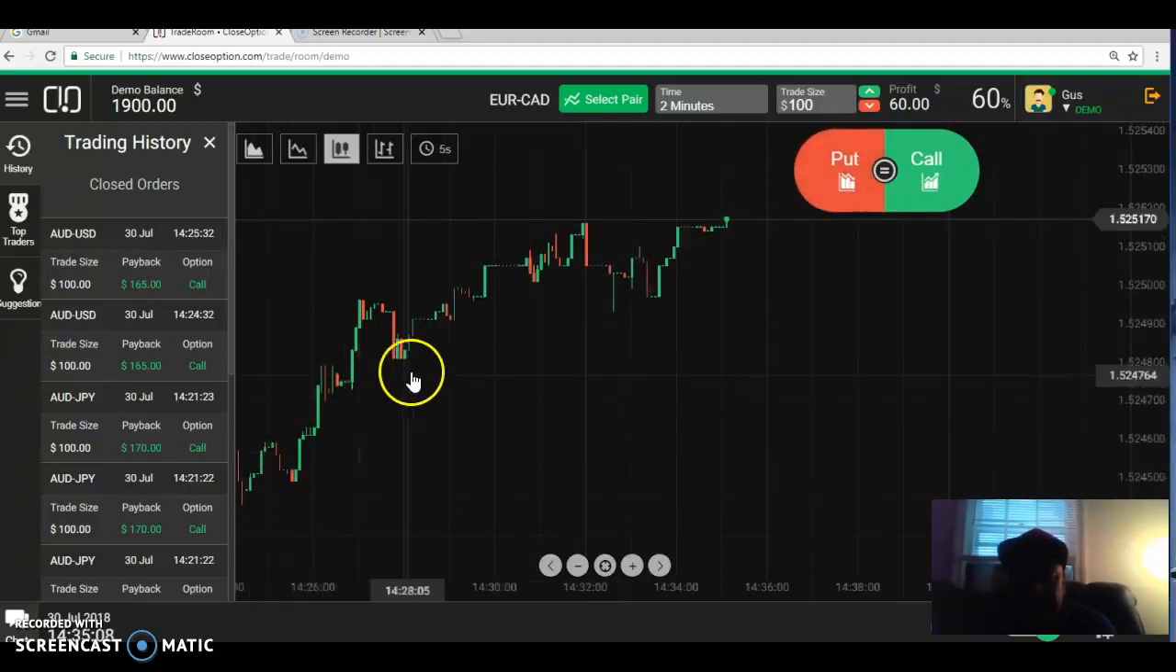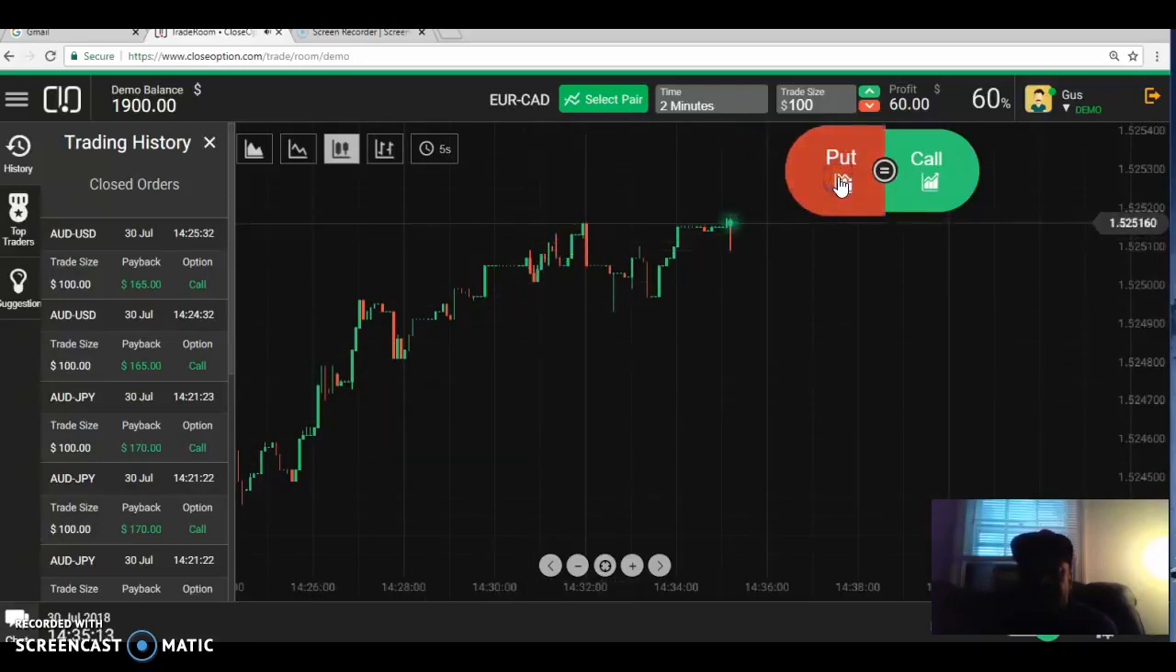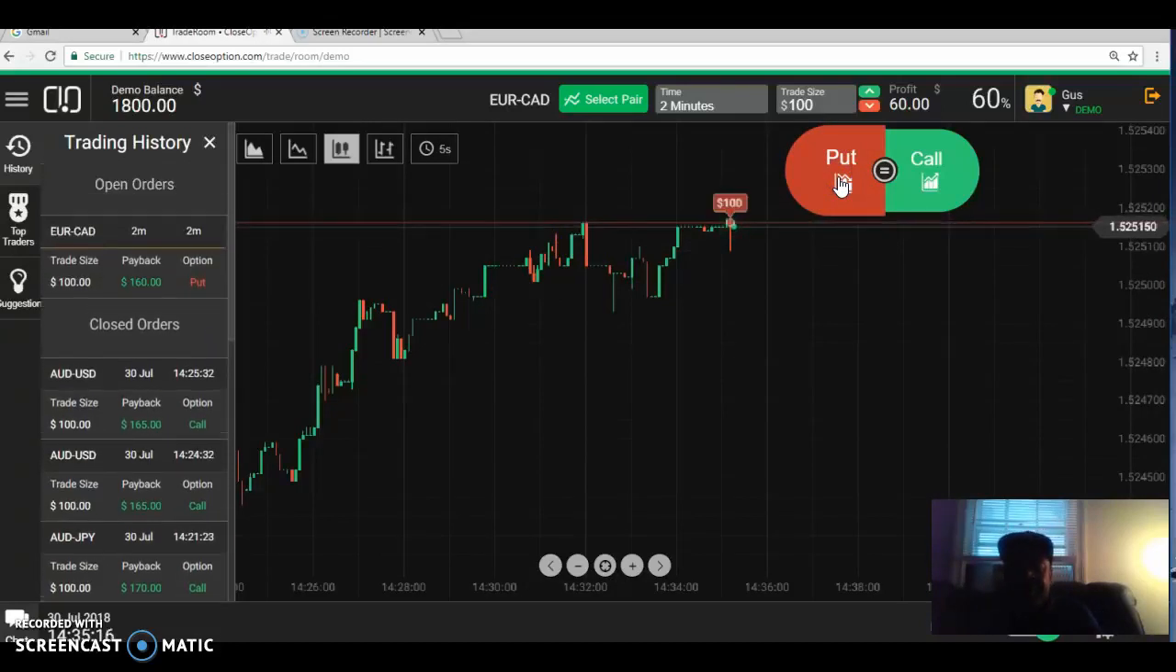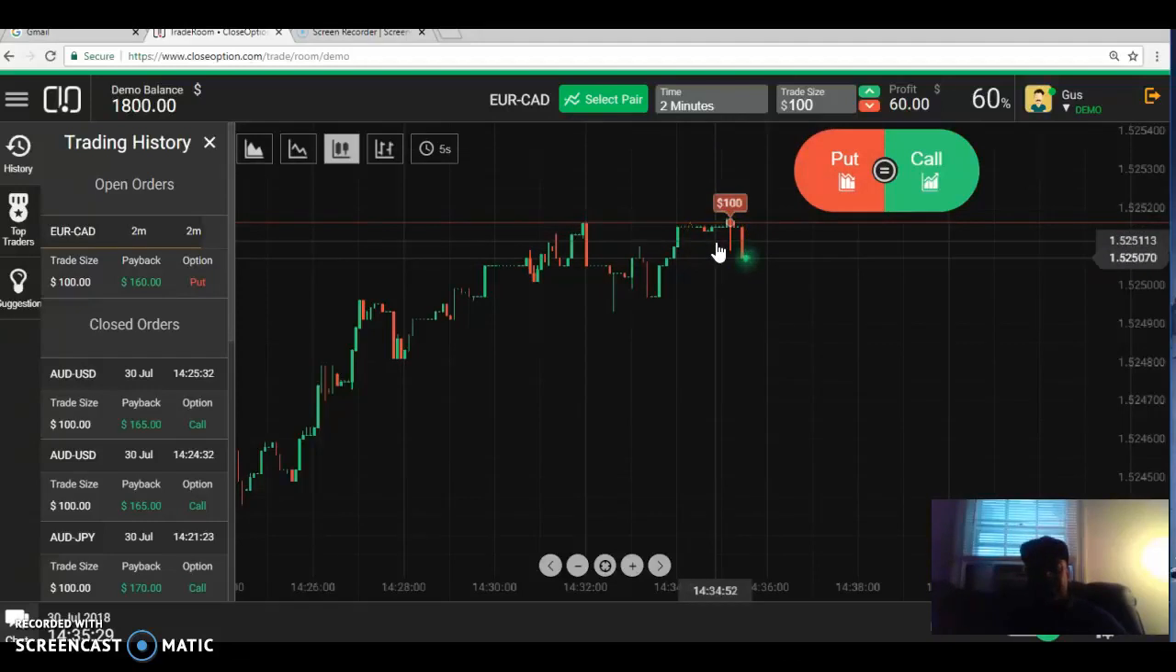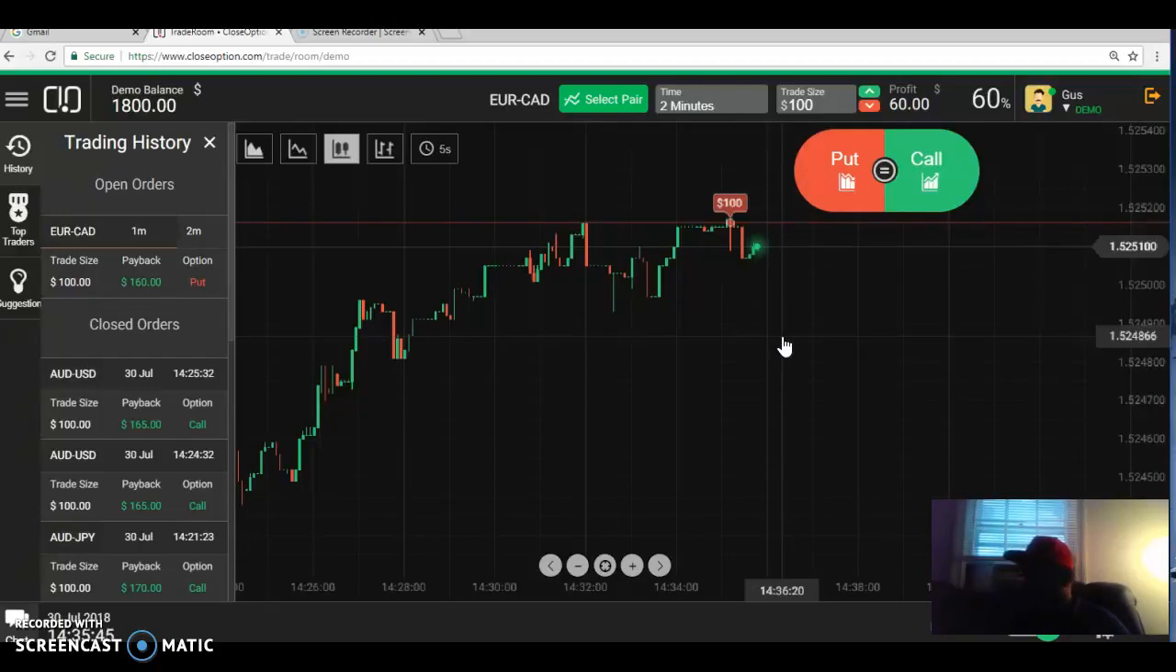You see how it's been going higher and higher, and then it hits this level of resistance. All right, boom. So I'm going to go ahead and hit a put trade here because it wanted to go back downwards, and we're going to monitor this trade. I hit a put trade for $100, and let's see how it goes. Okay, it's starting out okay. It's managed to push downward, which I predicted, based on this level of resistance here. So we're going to sit back and wait for this 2-minute option to expire.